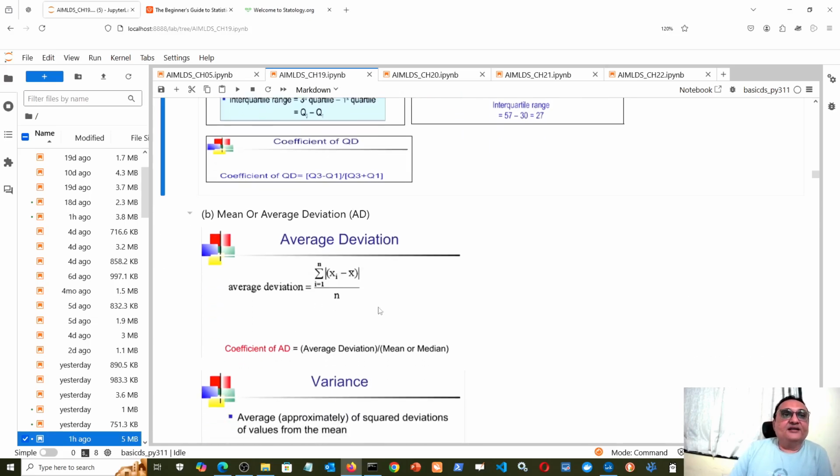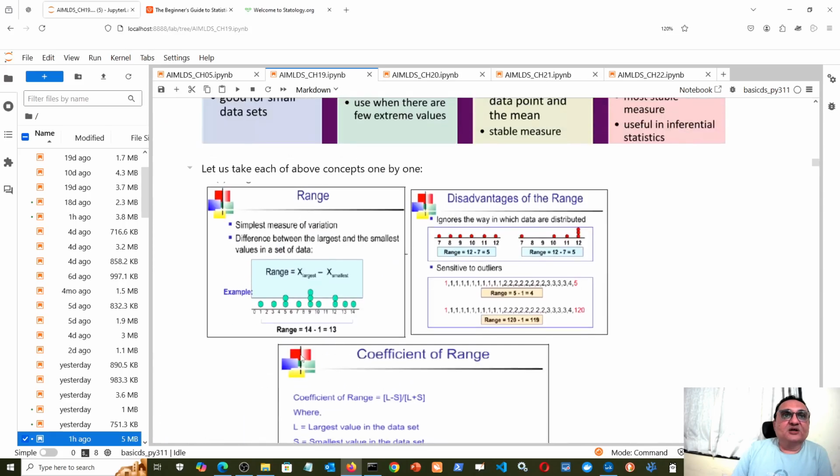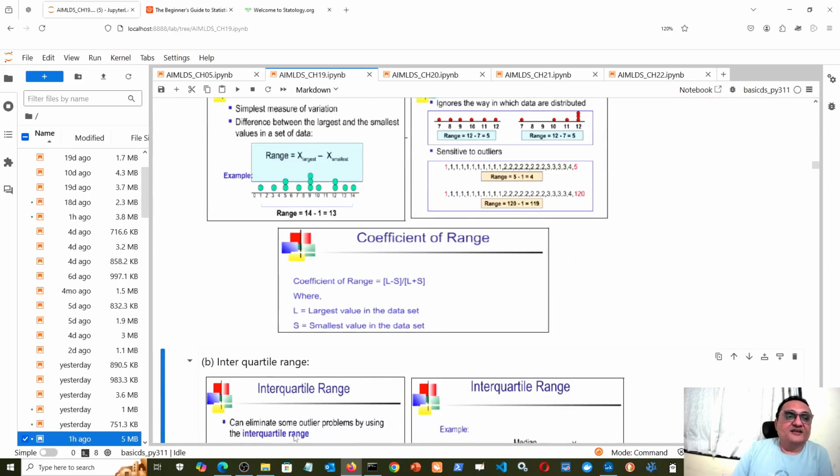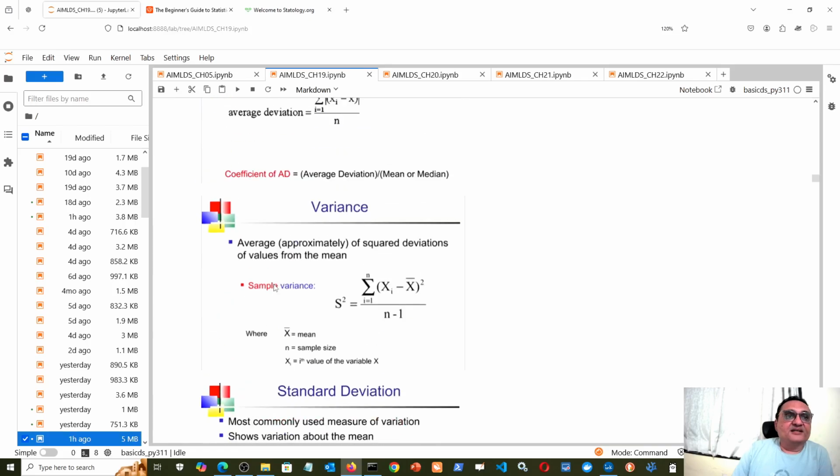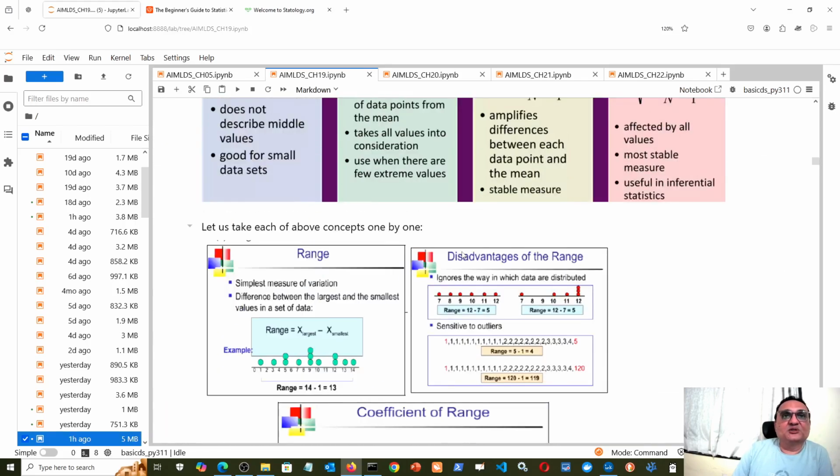Then the mean and average deviation we have done here, so I'm not repeating it. Similarly, the next one is also done, that is variance, and standard deviation is also done here.